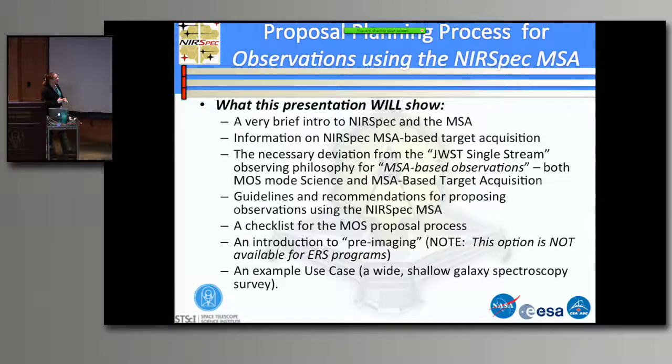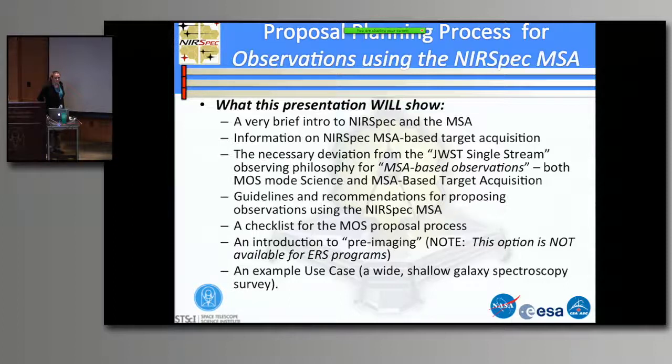We've got some guidelines and recommendations for proposing observations that use the NIRSpec MSA. There's also a step-by-step checklist for the MOS proposal process. I've got an introduction to the pre-imaging that we have devised for NIRCam same-cycle imaging for MOS planning. And as a note, this option is not available for ERS programs. And I've also got an example use case at the end.